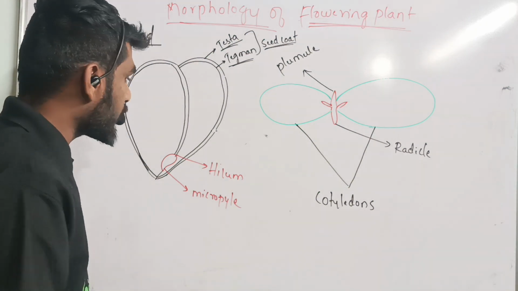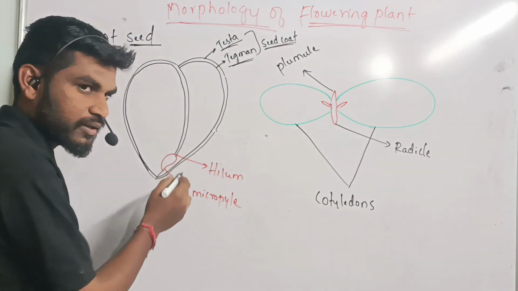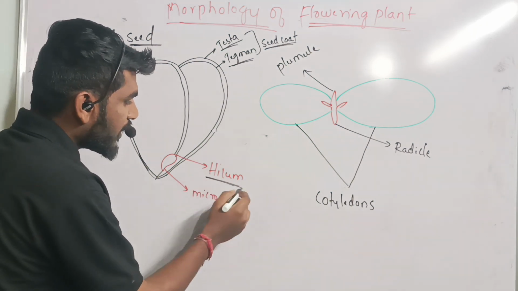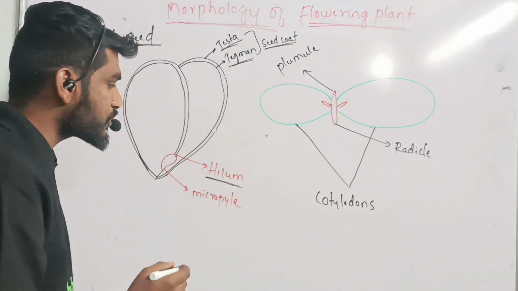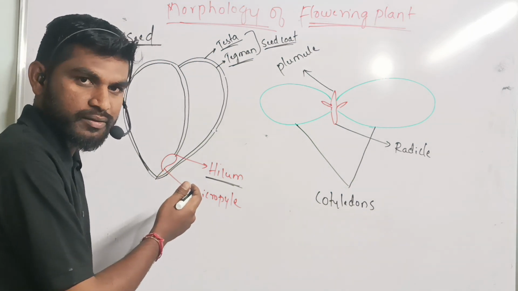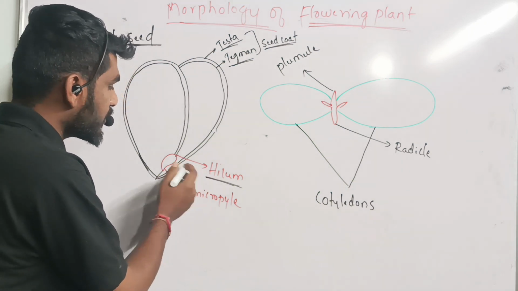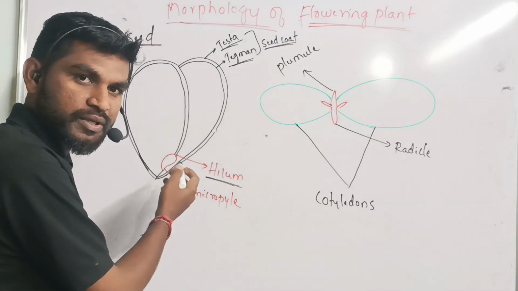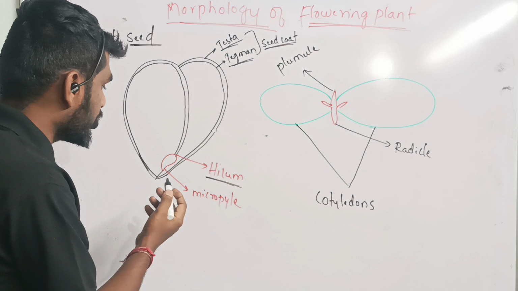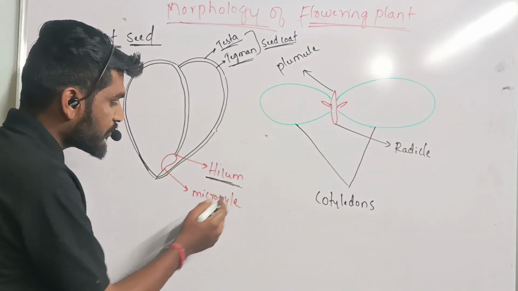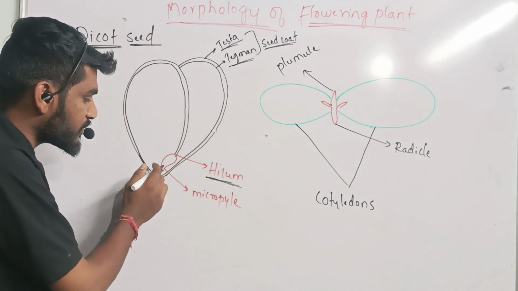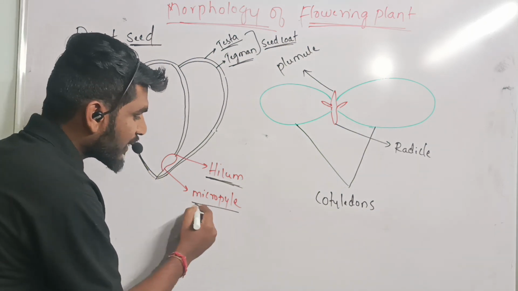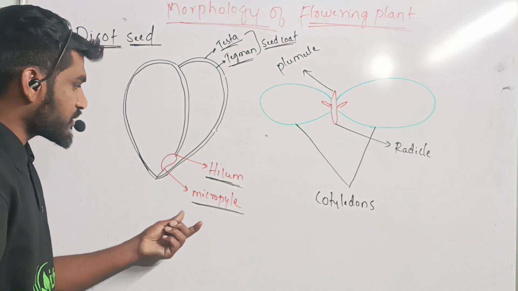Inside the seed coat you can see a scar, which we call the hilum. It helps to attach the seed to the fruit. During germination of seeds, this hilum region helps to attach the germinating seed to the fruit for food. Above the hilum region, a small opening, a small pore, will be present. That pore we call the micropyle.